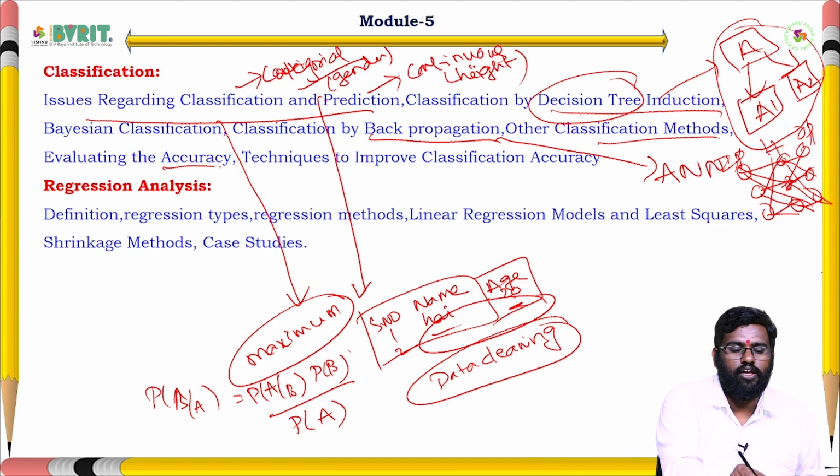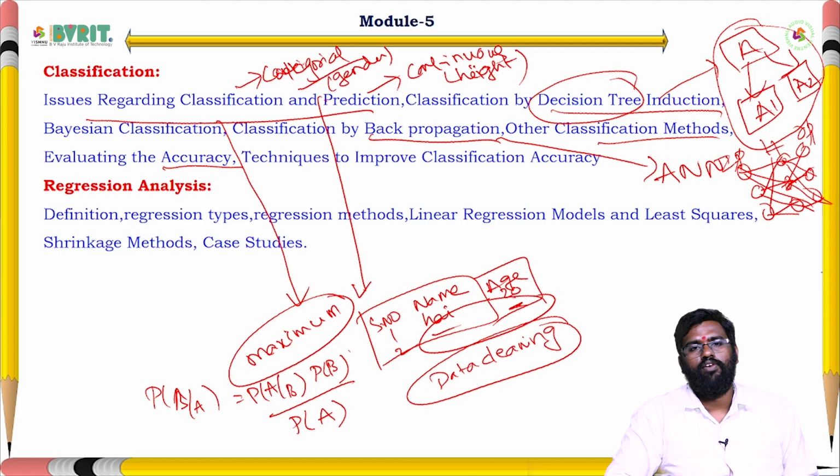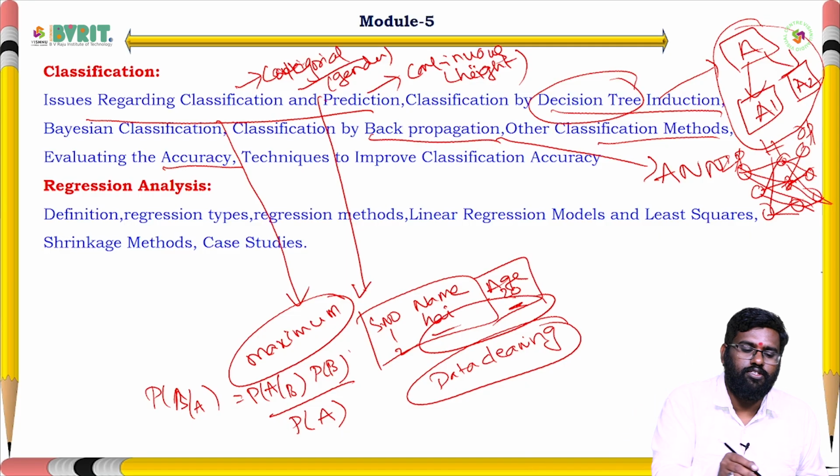Now evaluating the accuracy. To evaluate the accuracy, we have three measures: precision, recall and F1 score. Precision means it is used to identify only the total relevant things, related only to positive. Recall means it is used to identify both positive and negative things. F1 score is the combination: precision into recall by precision plus recall.